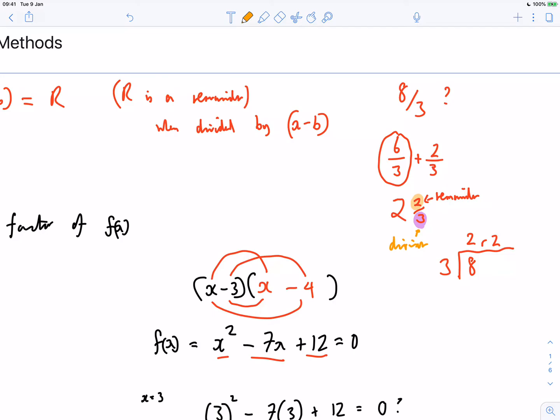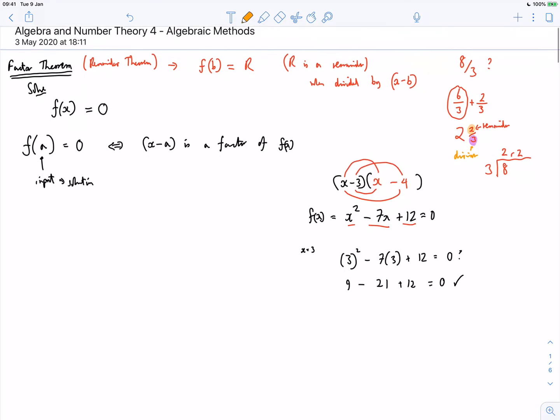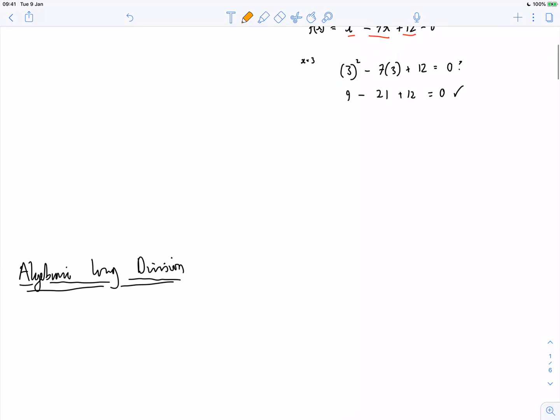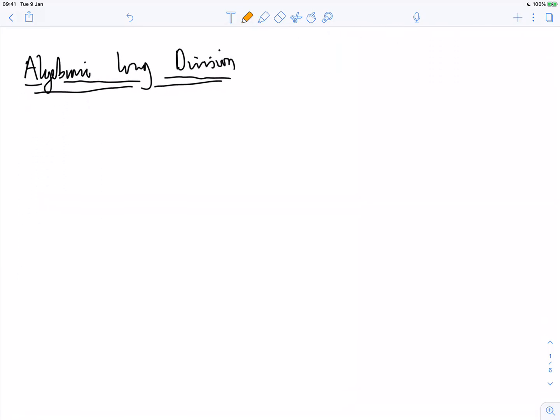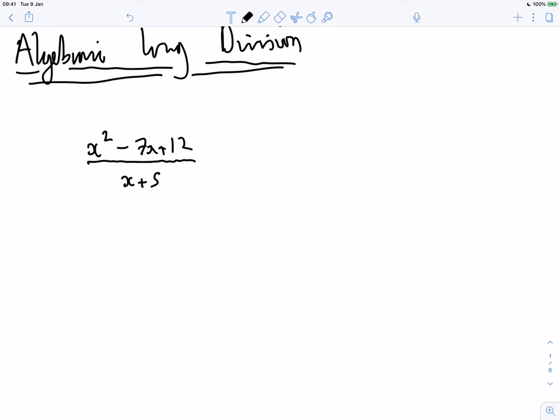Now we're going to look in a second at what it means to do algebraic division. How do you do that? Essentially the factor theorem and remainder theorem, that's it in a nutshell. I'm just going to do a couple of examples in a second. But let's get into this concept of algebraic long division. Let's say I had x squared minus 7x plus 12 again, but this time I want to divide it by x plus 5. How can I deal with this?